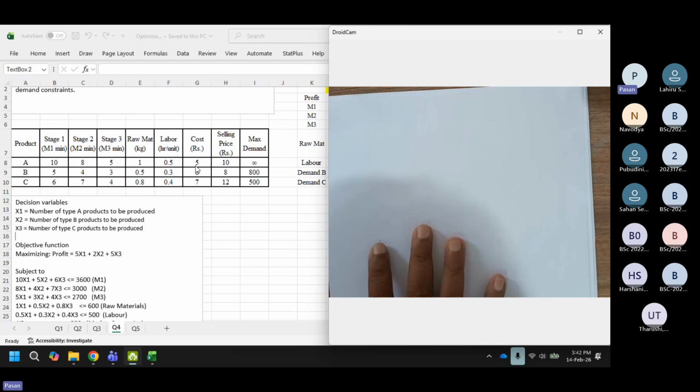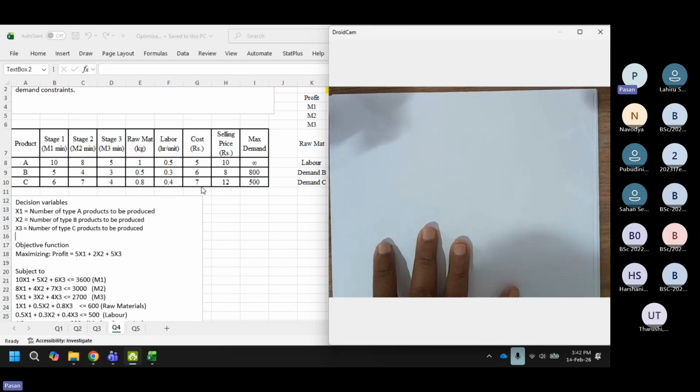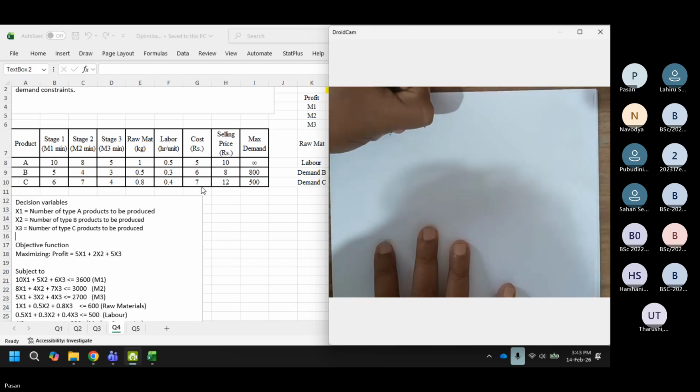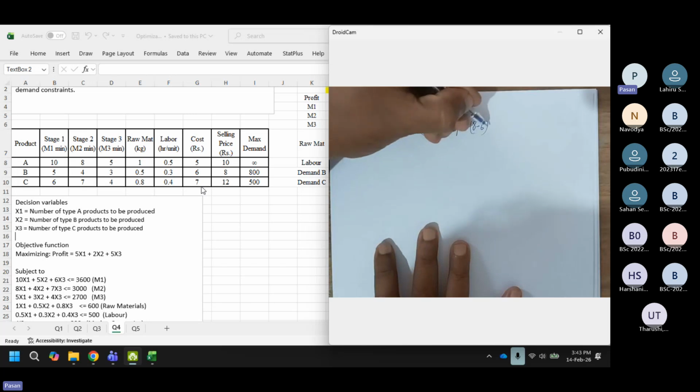So we can identify that now we have the cost and the selling prices given there, and therefore we can calculate the profit, right? So therefore we can have the profit as 10 minus 5 from the first one, right? And then 8 minus 6.